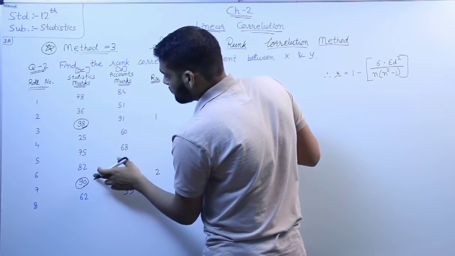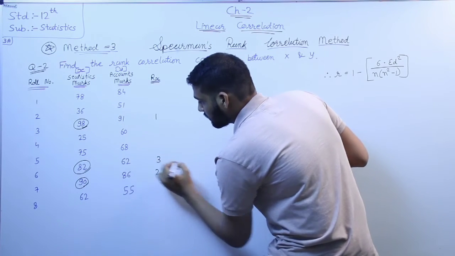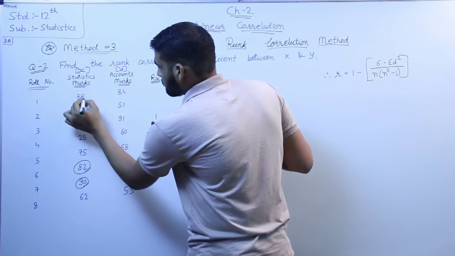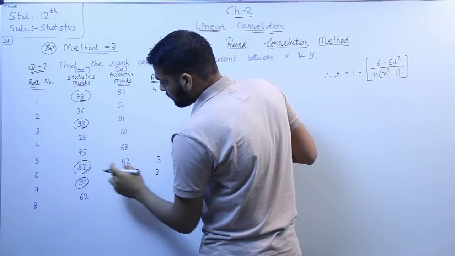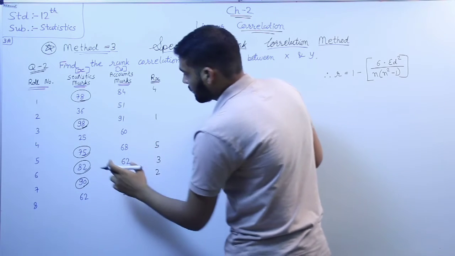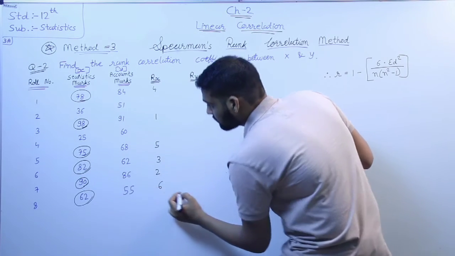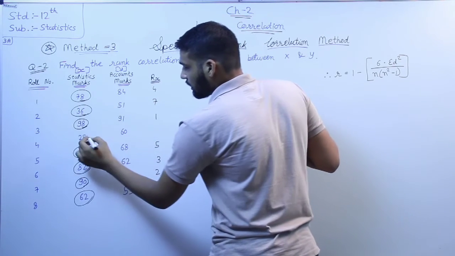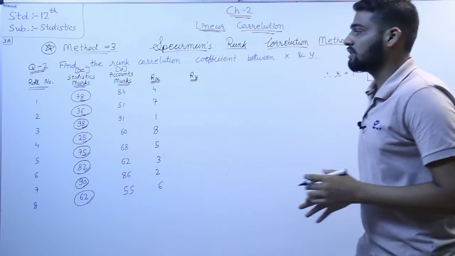Then the third highest is 82, so here we put 3. Then the next highest is 78, so here we put 4. Then the next highest is 75, so the fifth number. Then the next highest is 62, so the sixth number. Next highest 36, so here we put 7, and the last one is 8. So here we provide the rank for the statistics marks.